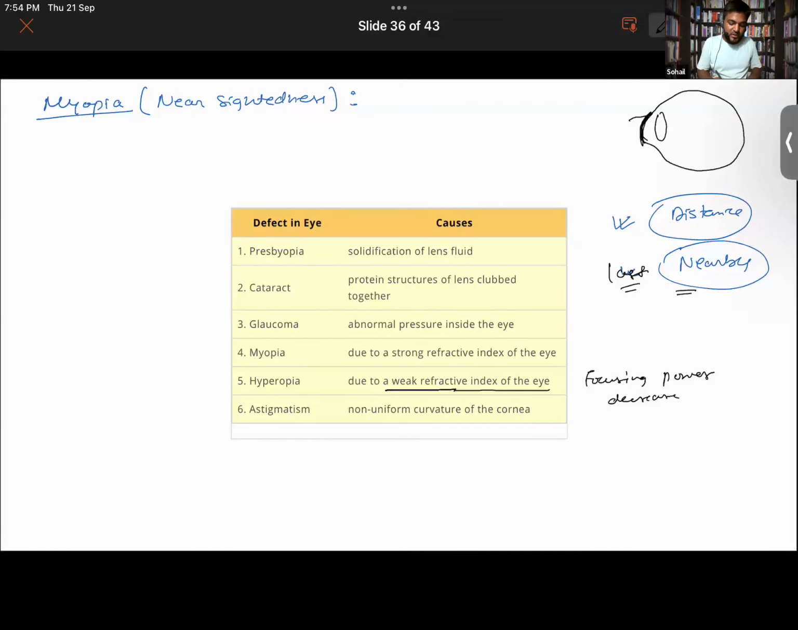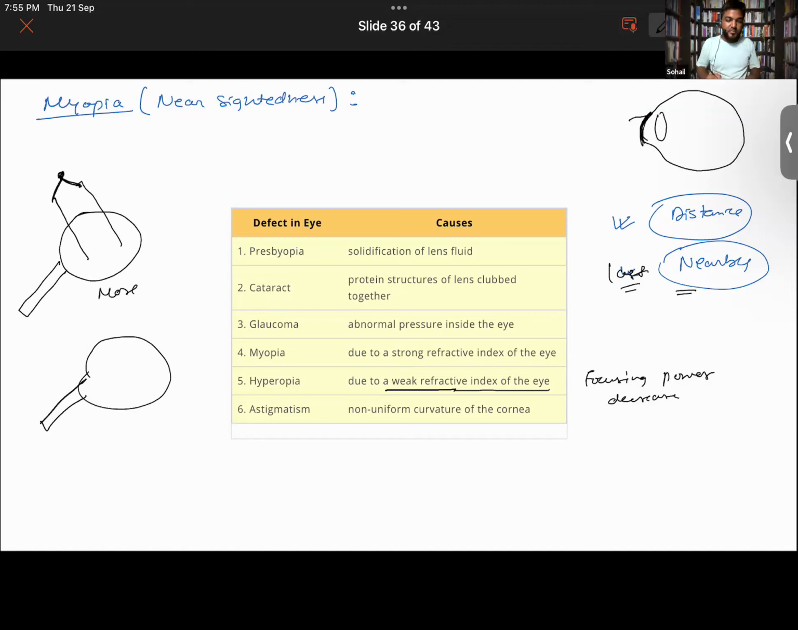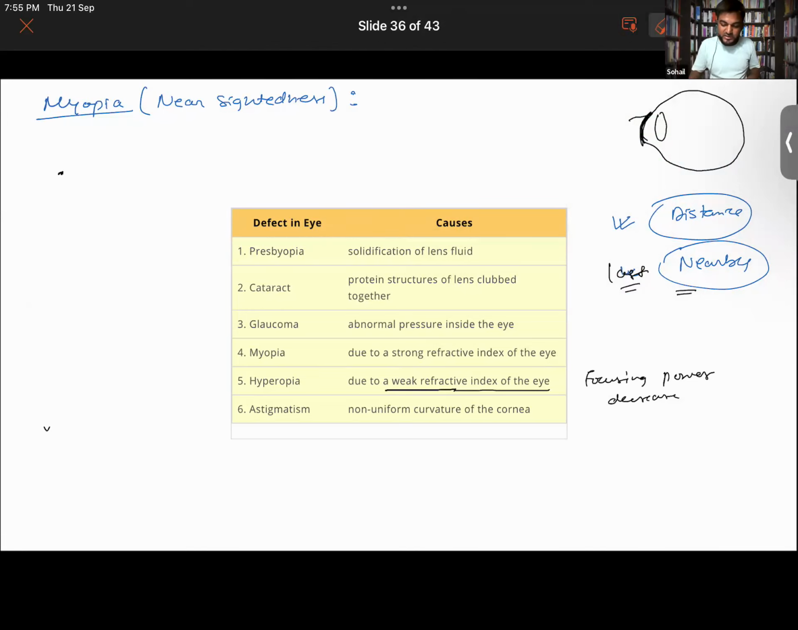Look, there are not two lenses here. For example, magnifying lens 1, magnifying lens 2. Suppose the focusing power of this is more. So the rays that will be passing across it, let's say it converges here. While this one has a lesser power, so the rays will be converging at a longer distance here. So this is basically what happens inside our eyes.